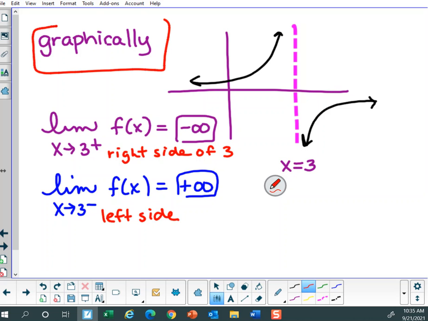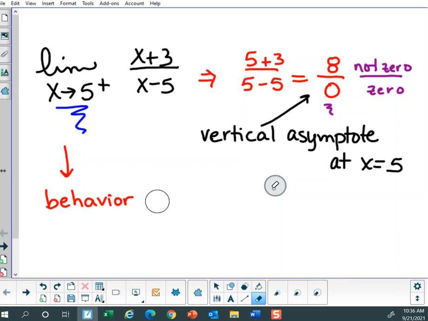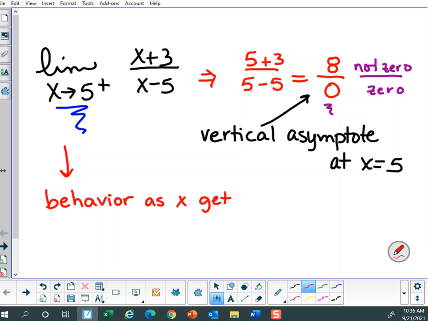So with a graphical presentation, it's easy to see exactly what's happening vertical asymptote wise. The vertical asymptote's there, big dotted line, graph running towards it, and then going in one of two directions. Without a graph, the question is, well, how can I know what is the behavior as x gets close to 5 from the right?